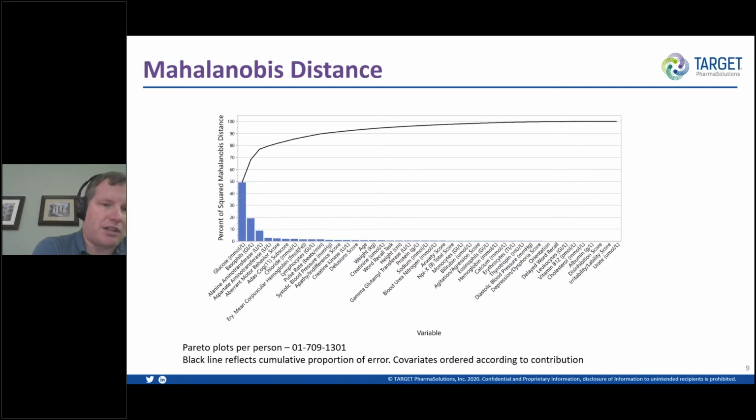So this is the most extreme subject, this Pareto plot. And what it's showing is that the glucose values and the basophils and the ALT values are contributing quite a bit to this patient being considered unusual. And for most of the other covariates, we're not really seeing much of a difference.